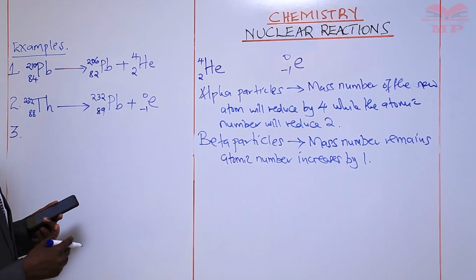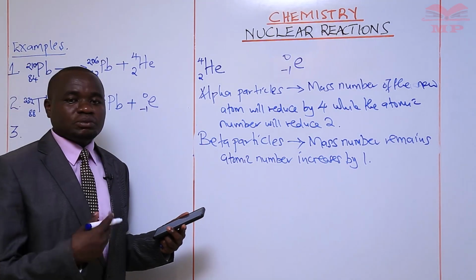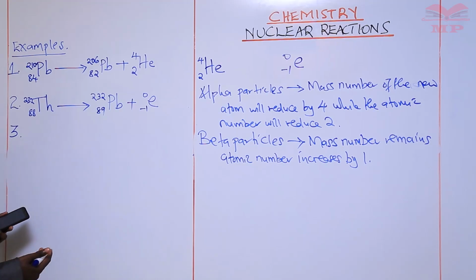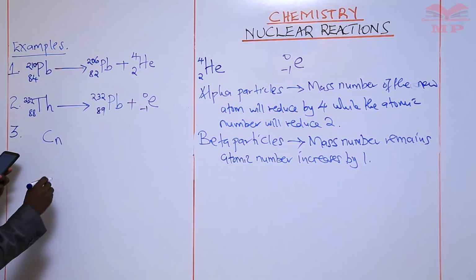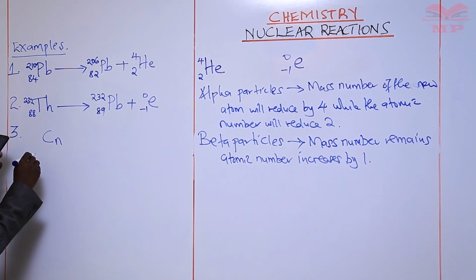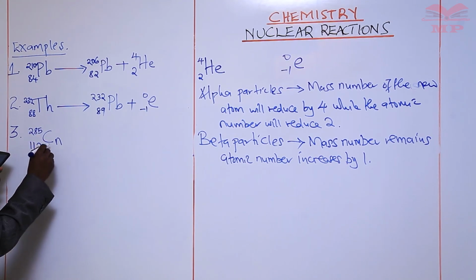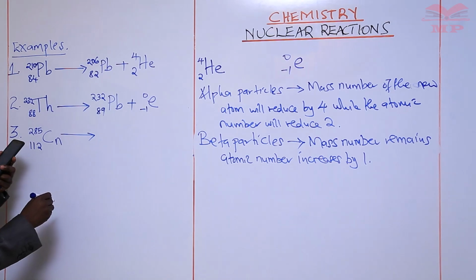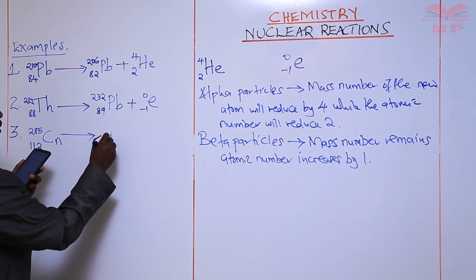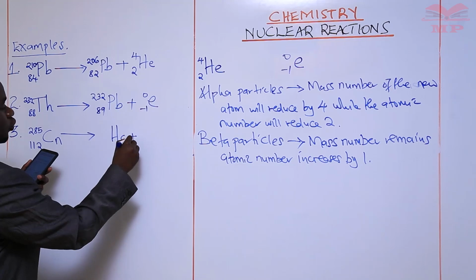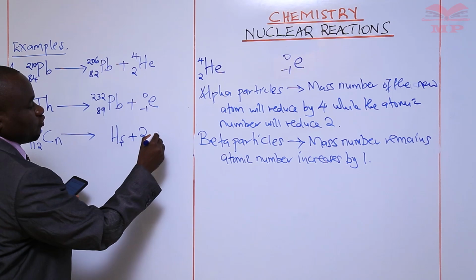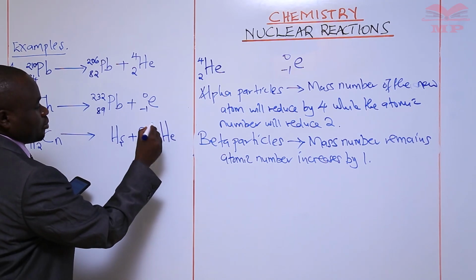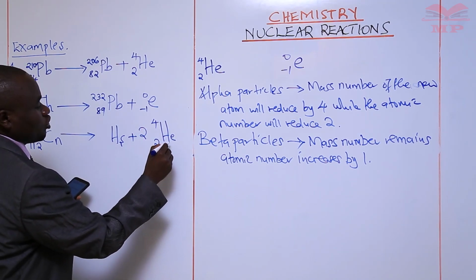Suppose we have more than one alpha or beta particle being emitted. How do we write the nuclear equation? So I want us to consider this one here. We have this particle represented by letter Cn. Mass number is 285 and atomic number 112. It decays to produce another particle, which is represented by letter Hs with the emission of two alpha particles. So we put here 2, then you write the alpha is He, mass number 4 and atomic number of 2.